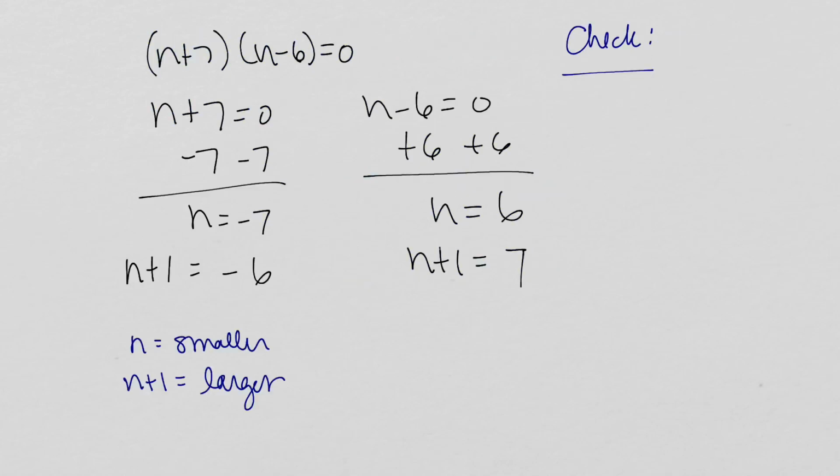The one thing you need to be very careful of is when I came back here to this screen, I have here n is the smaller number, n plus 1 is the larger number. Make sure that you realize that negative 7 is the smaller number and negative 6 is the larger number if you choose to use the negative solutions.